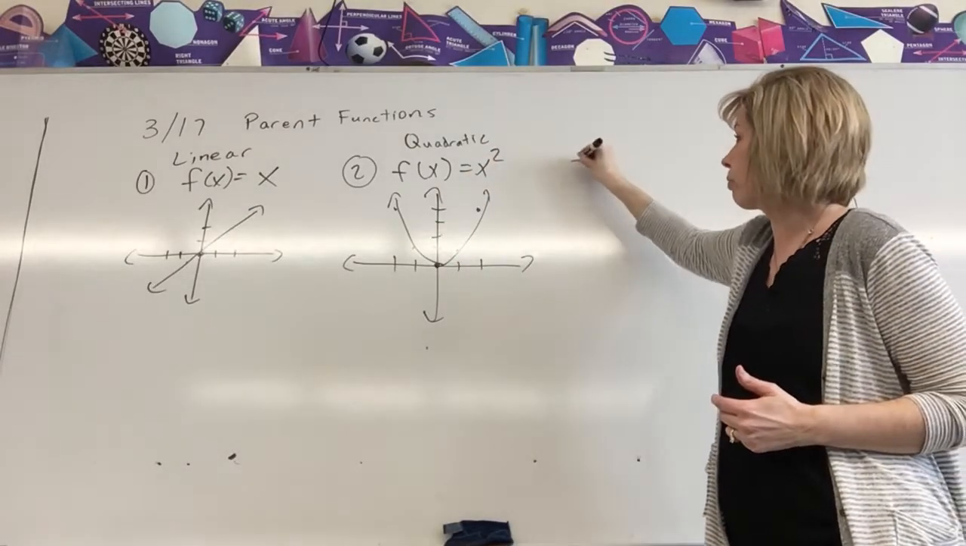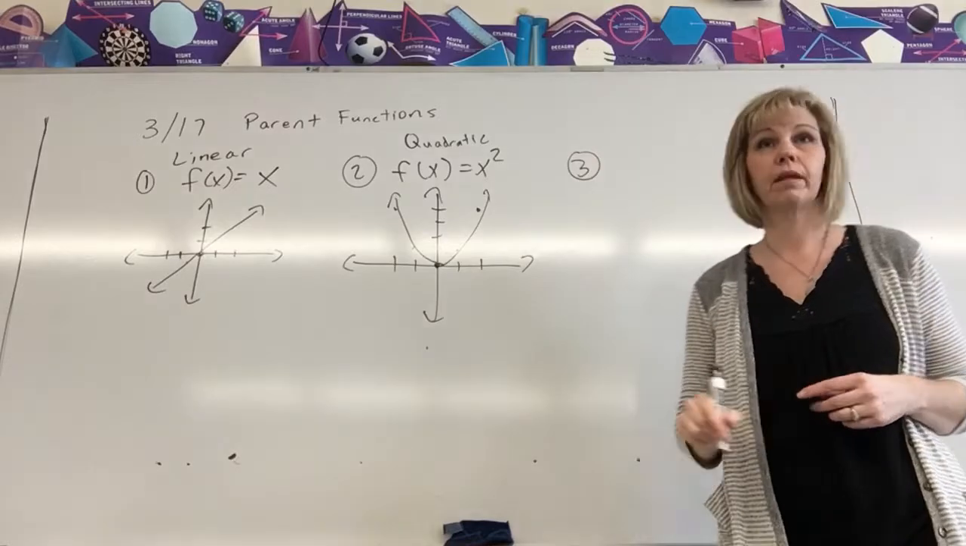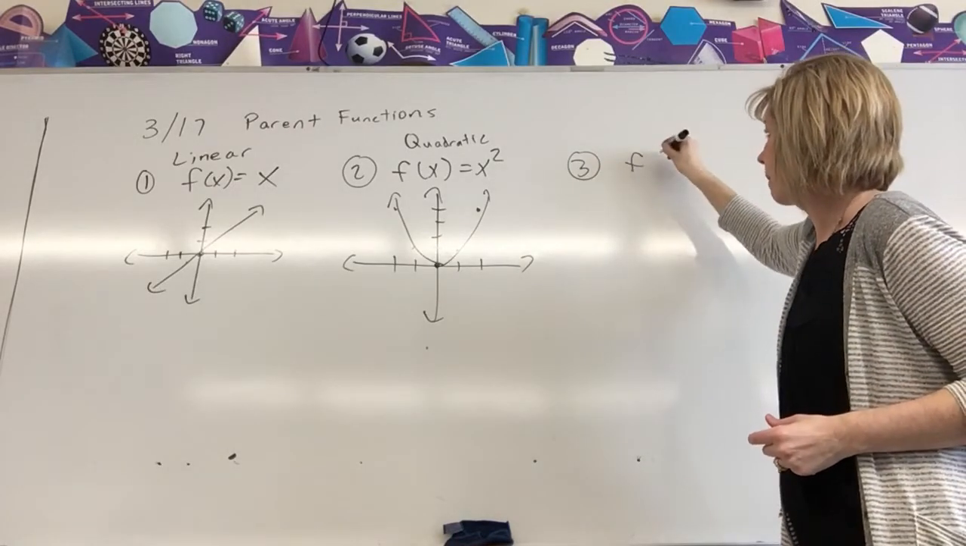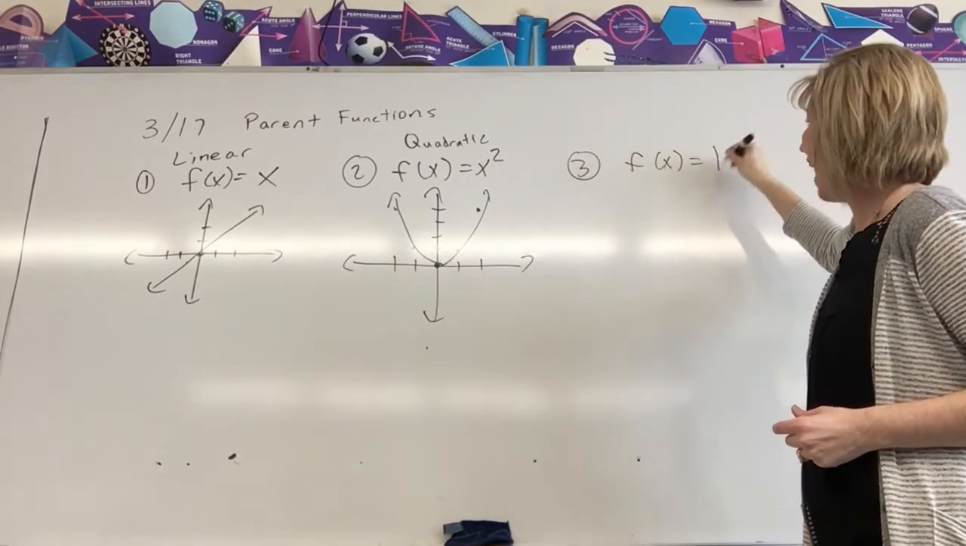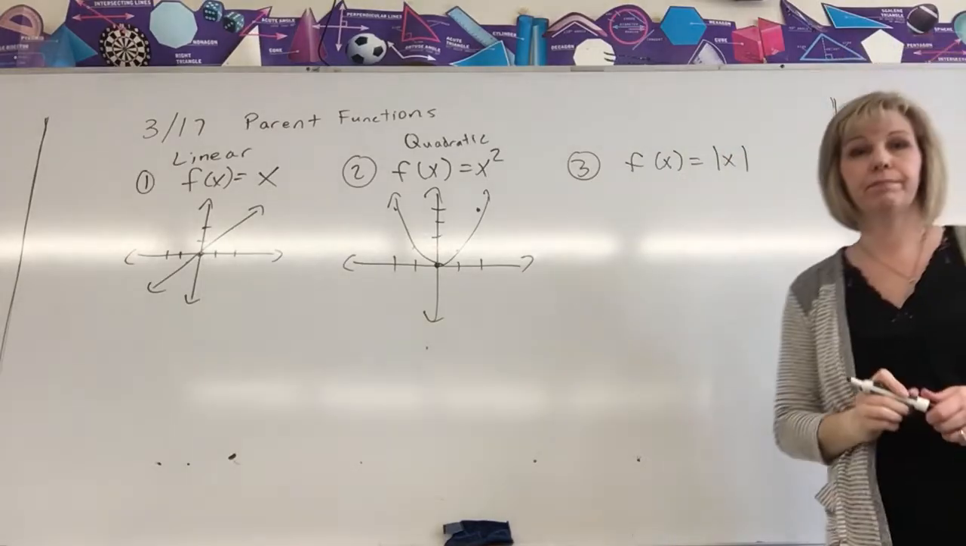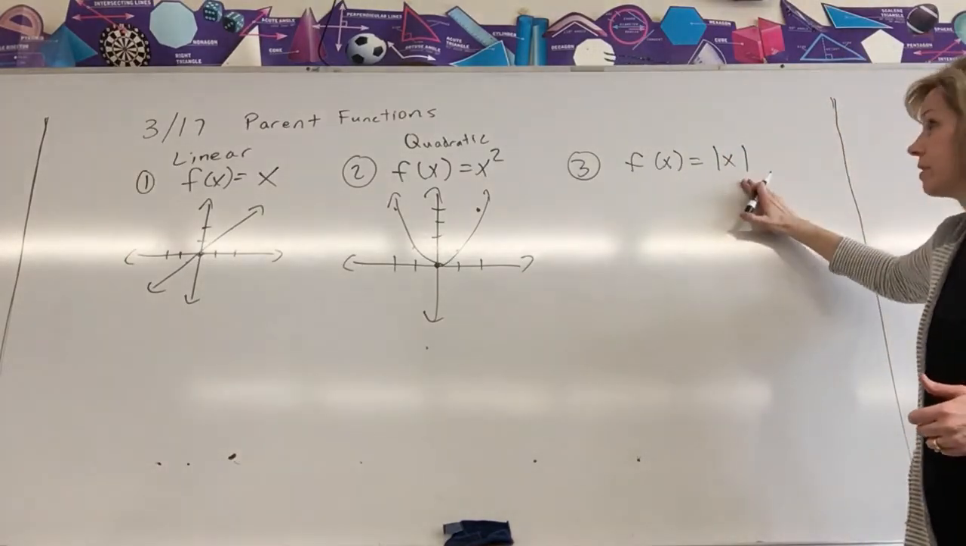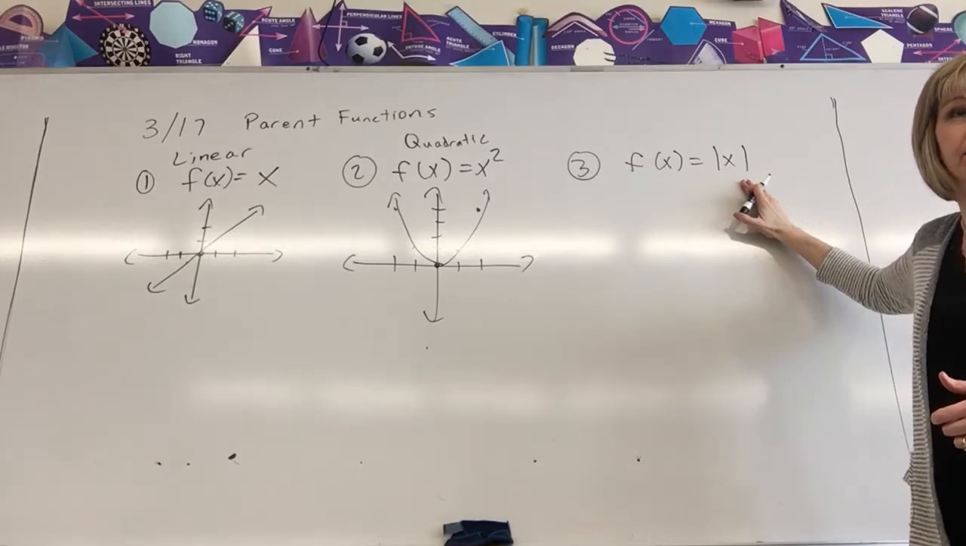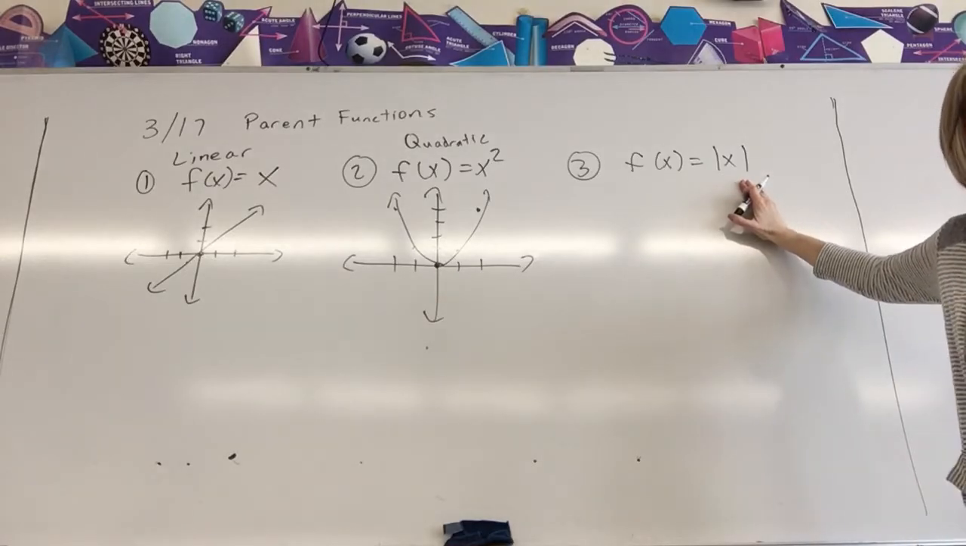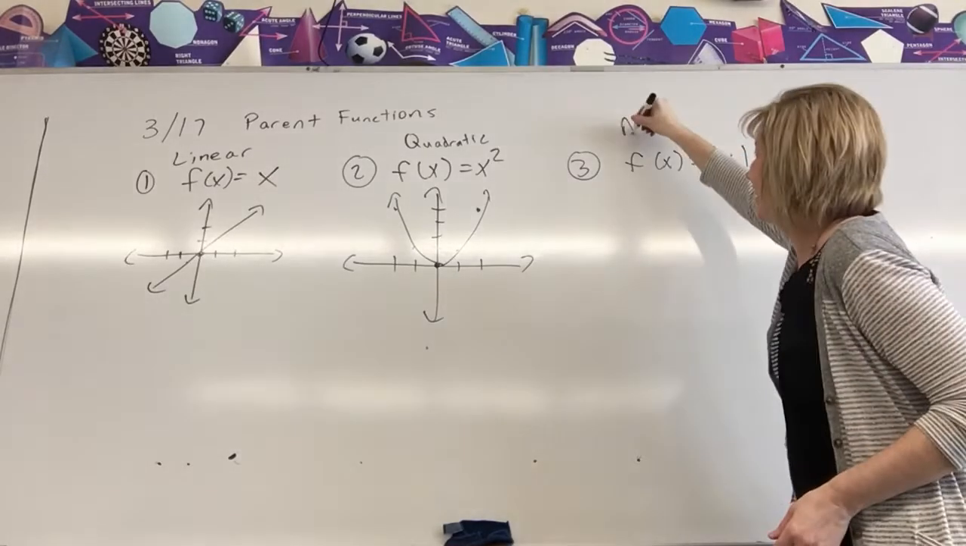All right, number 3 I want you to write down is f of x equals the absolute value of x. So f of x equals the absolute value of x. So what do you think the name of this parent function is? Absolute value.